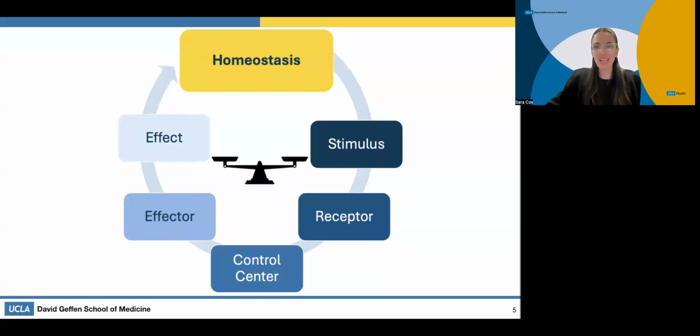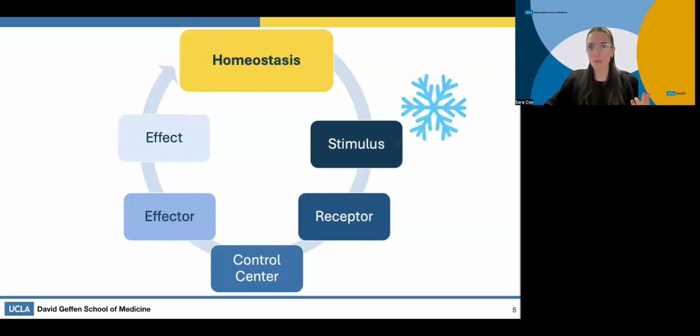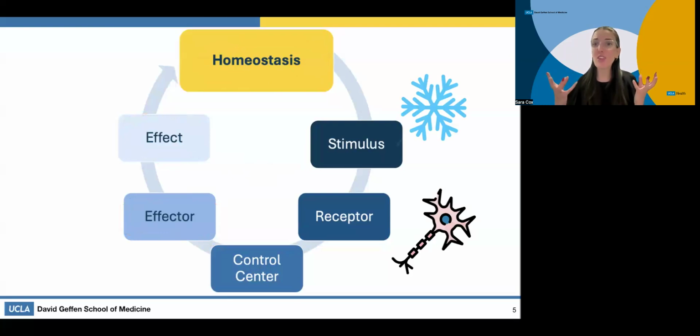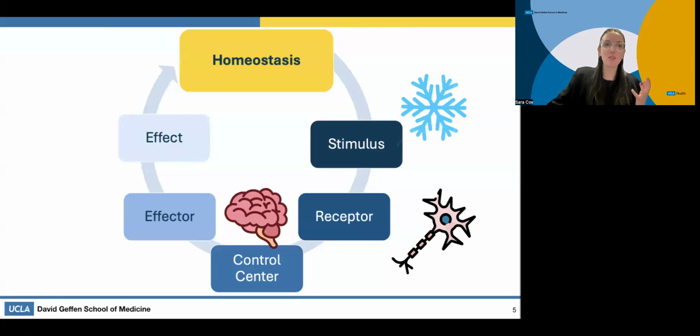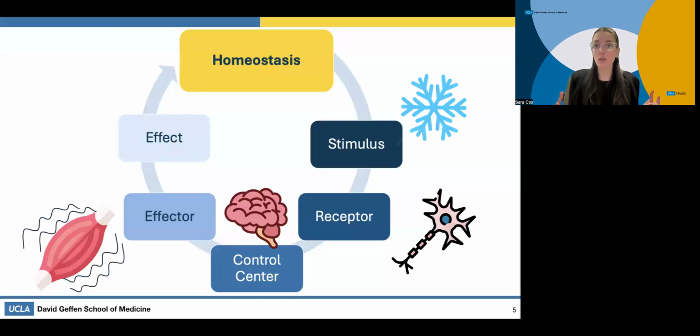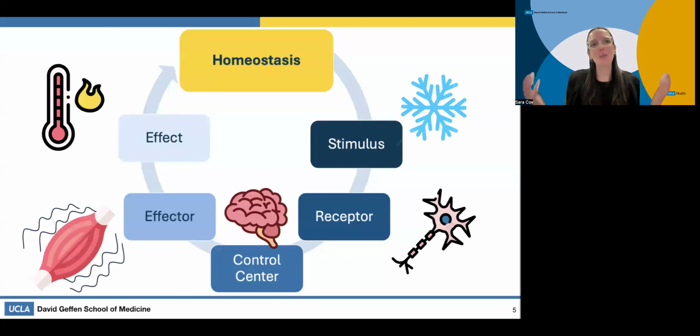So for example, let's say we're out in the snow and we get very cold. That's our stimulus. Well, our nerves are going to pick up on that. Our receptors are going to feel that coldness, and it's going to send that information over to the brain. And the brain is going to say, hey, we need to warm up muscles. Let's start to shiver. The shivering of these muscles will bring up our body temperature and bring us back to homeostasis. And the body's doing this constantly with a ton of different systems throughout its body.